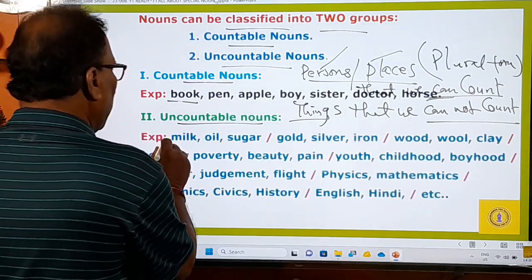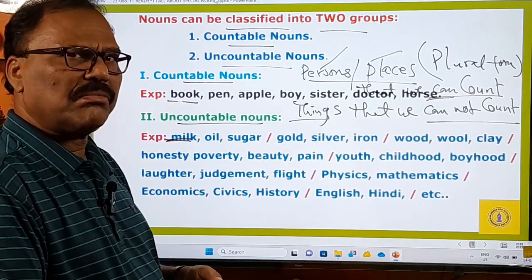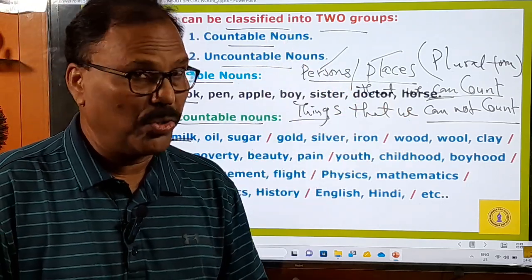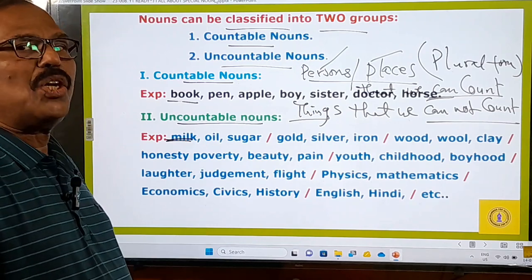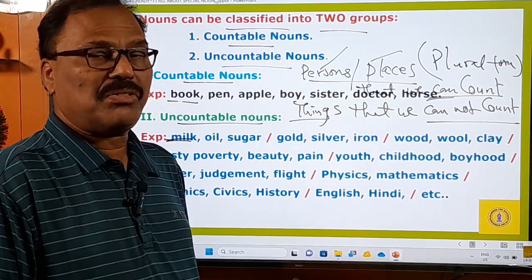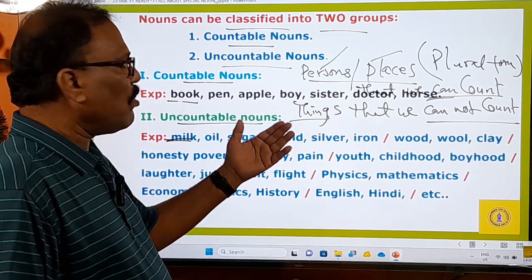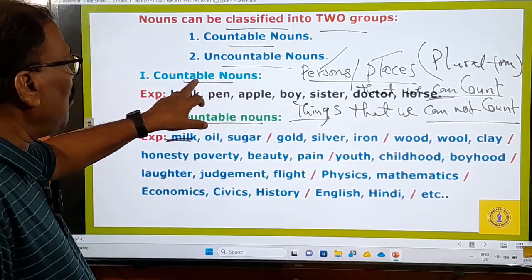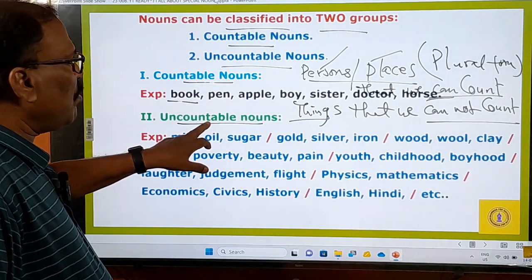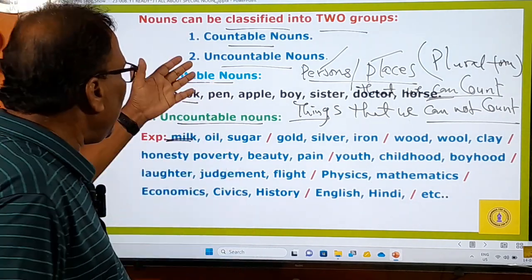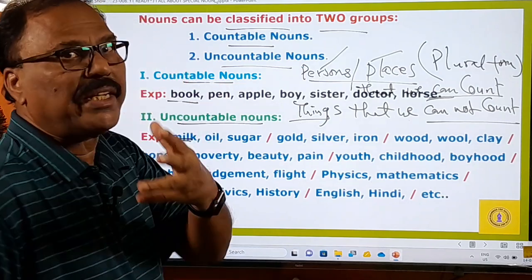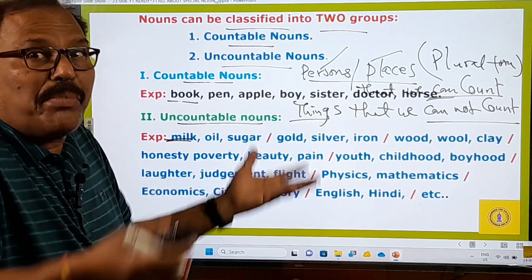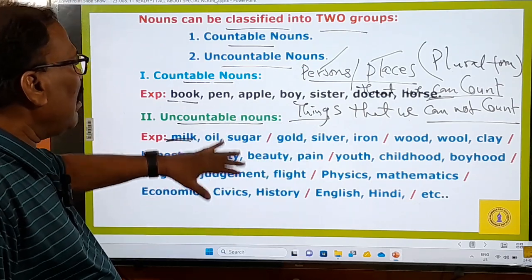Here you see milk is there. Can you count it? One milk, two milks, three milks, 10 milks. Can you say that? No, you can't. Similarly, sugar is there. Give me two sugars, five sugars. You can't say that. Similarly, one gold, two golds, three golds. You cannot count them. Countable nouns can be counted, uncountable nouns cannot be counted. The titles themselves are indicating that. Countable, that can be counted. Uncountable, that cannot be counted.